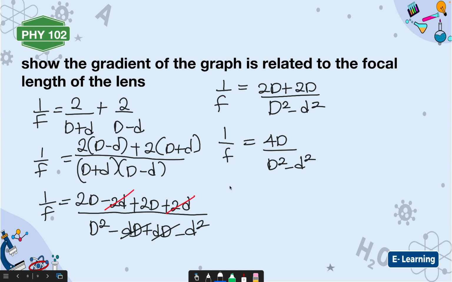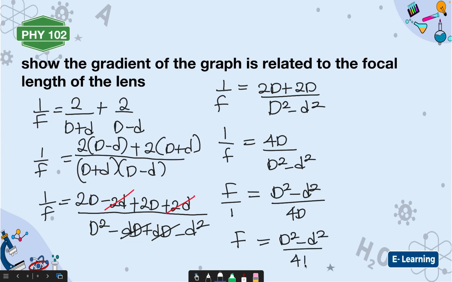Now, what is the reciprocal of this? It will be f over 1. That is, f will come up, 1 will come down. This one will go up, this one will come down. So this will give us d square minus d divided by what? 4d. Because once this one come up, this one come down. This one will also come up, this one come down. And do you agree with me that this is the same thing with our slope? So the relationship is that f is equals to d square minus d square divided by 4d.